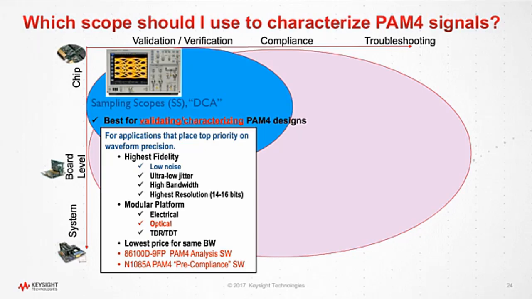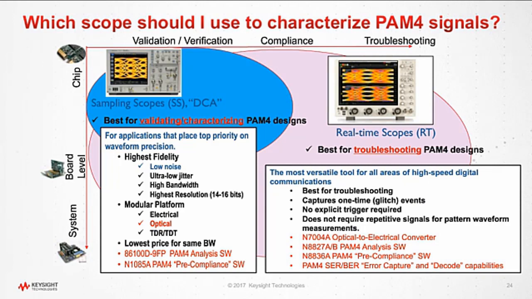But real-time oscilloscopes, they're very important when you're trying to troubleshoot PAM4 designs. They can capture these one-time glitches, and in fact, because of the very high symbol error ratio on these links, they can actually do some error capture and BER or SER performance measurements for you, and they can decode that incoming data stream as well. So real-time scopes have a tremendous amount of capability when it comes to these PAM4 links and are a real key tool to be using.